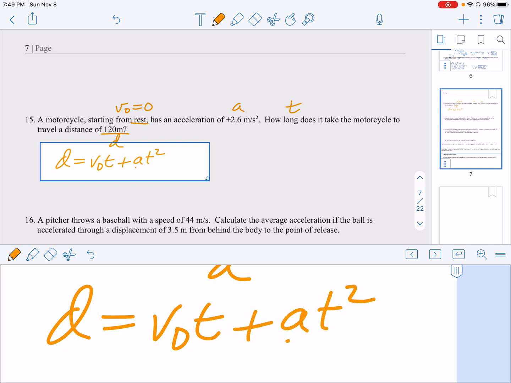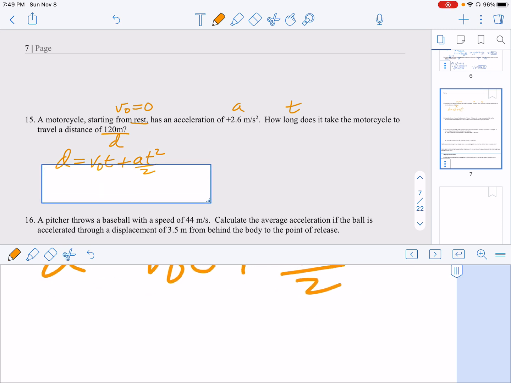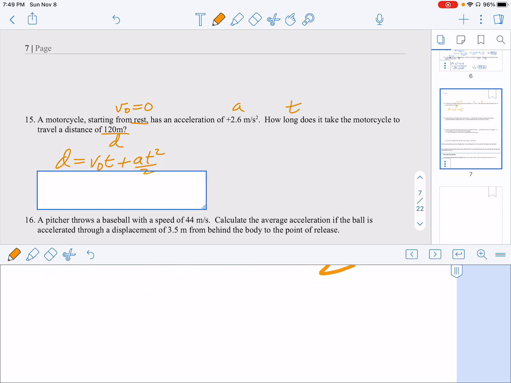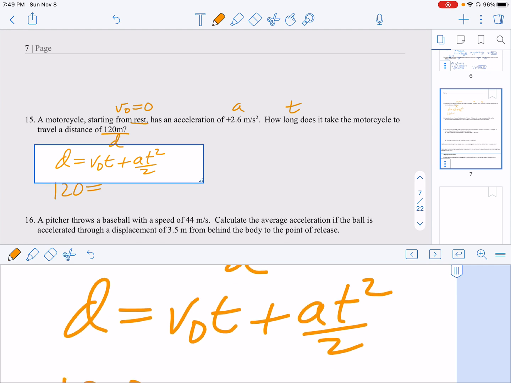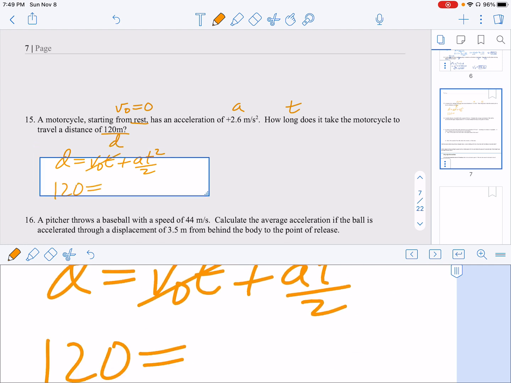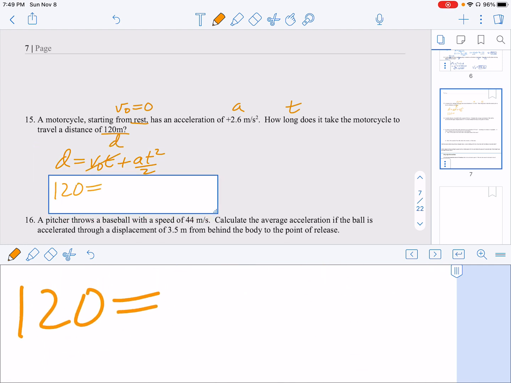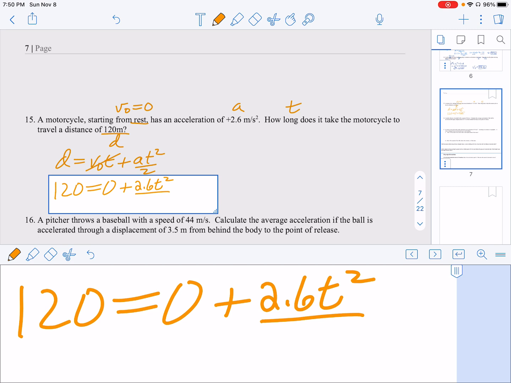Now notice how I'm writing things down and not doing it in my head. I'll give you scrap paper on the semester exam. Okay, VO is 0, so it cancels that whole term. Anything times 0 is 0, so it cancels that term out. And then A is 2.6 times time squared. That's what I'm looking for. Divided by 2, as the equation says.